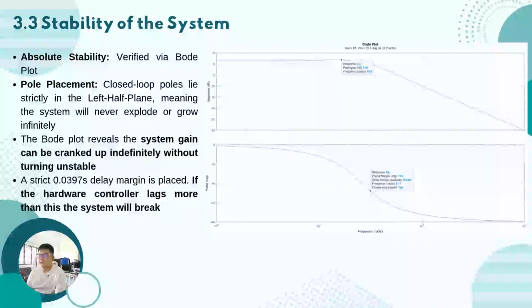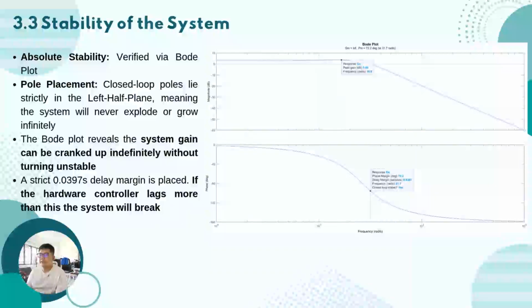One fascinating characteristic revealed by the Bode plot is the gain margin, or rather the lack of a finite one. In this specific configuration, the system gain can be cranked up indefinitely without triggering instability, providing us with a highly robust system in terms of gain.